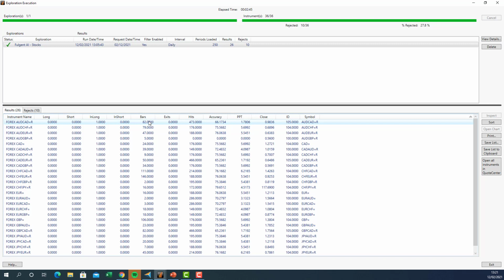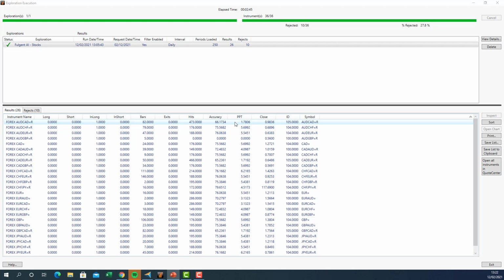AUD CAD is 82 days into a trade. In the testing period, the AI that we have here is the 105 one, and that is the volatility breakout AI. And during the testing period, this particular AI strategy occurred 473 times with 66% accuracy and 1.78% average profit per trade over the testing period.